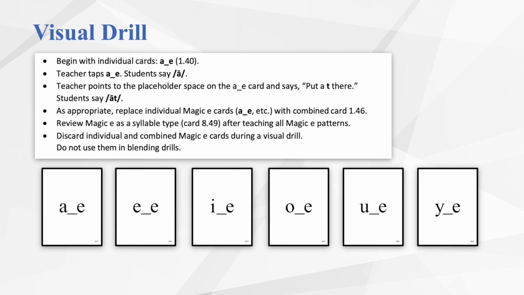As we wrap up Magic E, let's discuss adding Magic E to the visual and blending drill. In the visual drill, the Magic E cards belong in pile 0. These are the cards you're going to use in the visual drill, but not in the blending drill. You tap the card once, and the student responds with the sound, A, I, etc. You can also point to the placeholder on the card and ask students to put a consonant there. For example, the teacher says, put a P there, and the students respond with ape, eep, ipe, ope, oop.